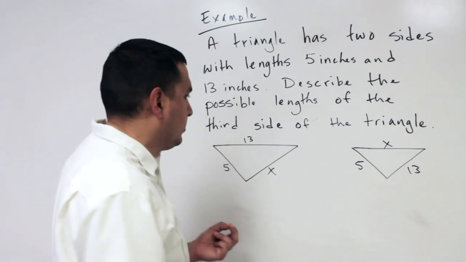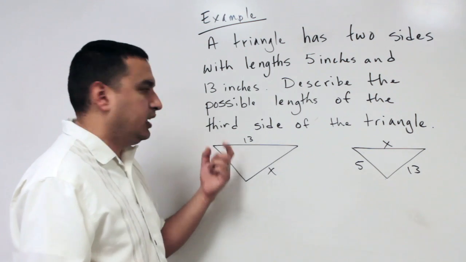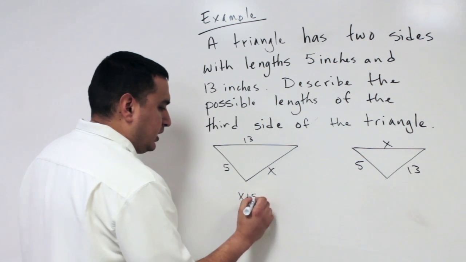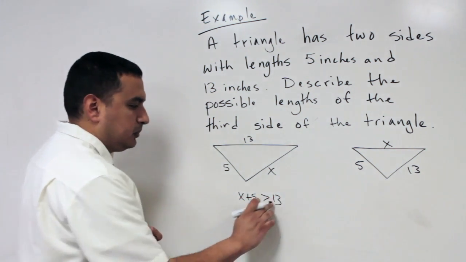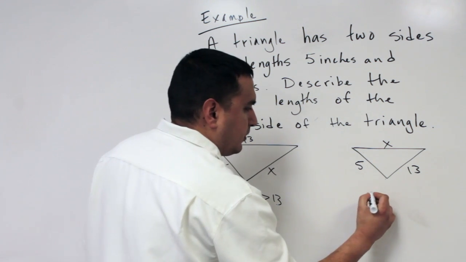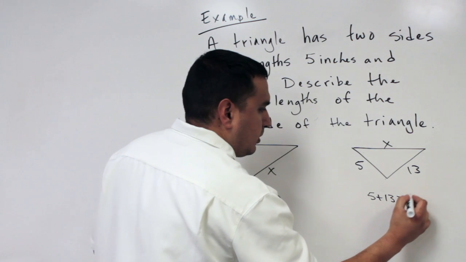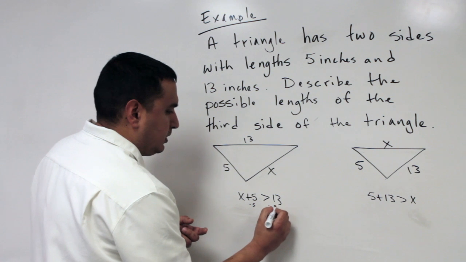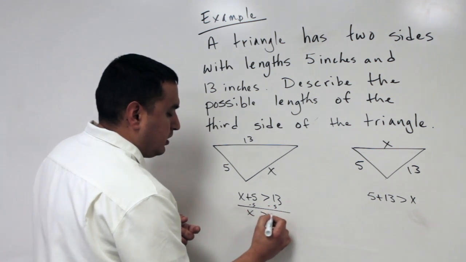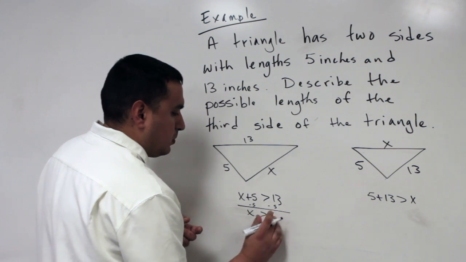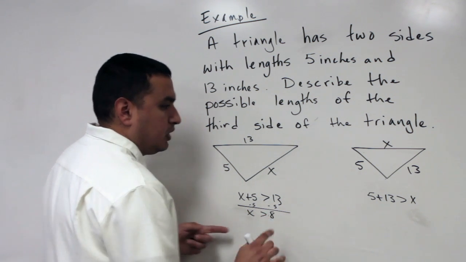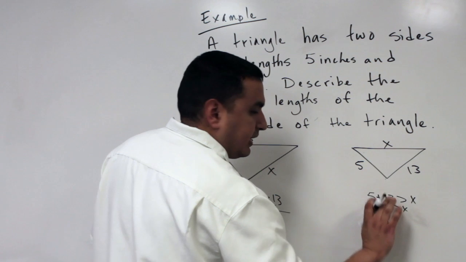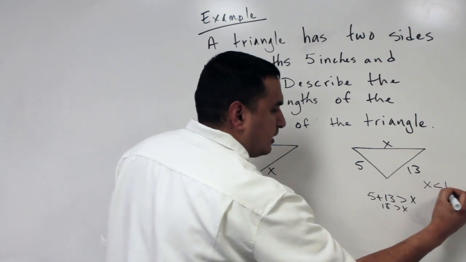The triangle inequality theorem tells me that I can add the two smaller sides, and they have to be greater than the third side. So here I would do x plus 5 has to be greater than 13. And then on this inequality, I would say 5 plus 13 has to be greater than x. Simplifying this out, if I subtract 5 from both sides, I get that x is greater than 8. Solving this inequality, I get that 18 is greater than x. And I can flip this if I want. I could say x is less than 18.